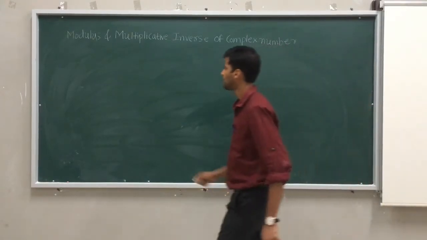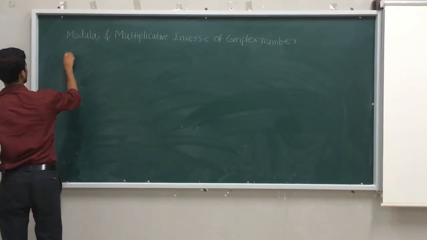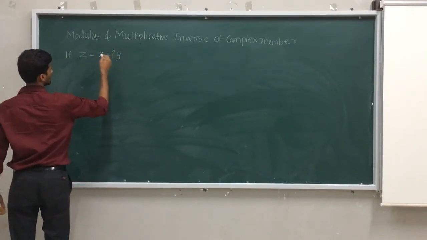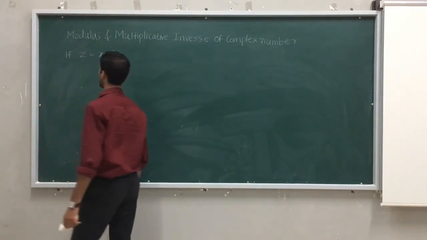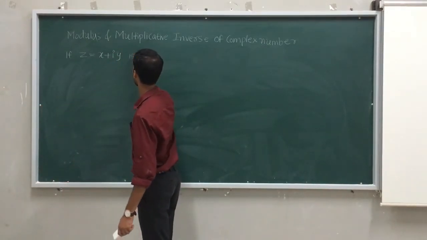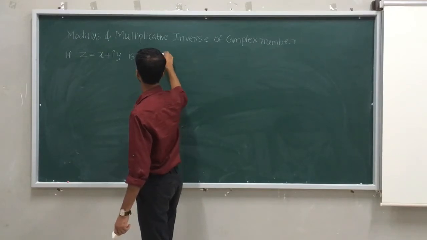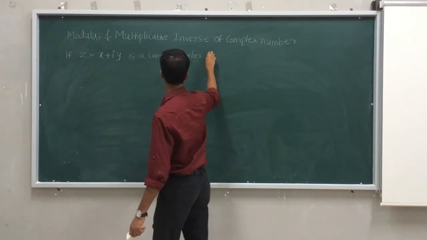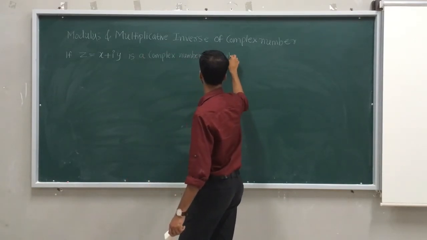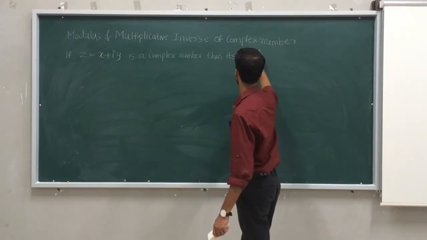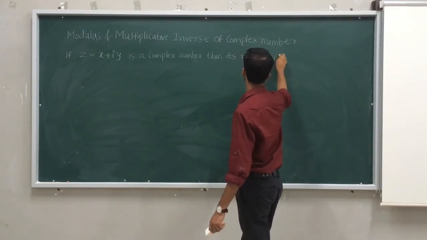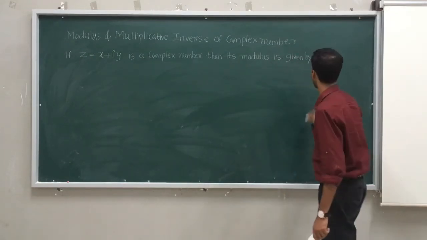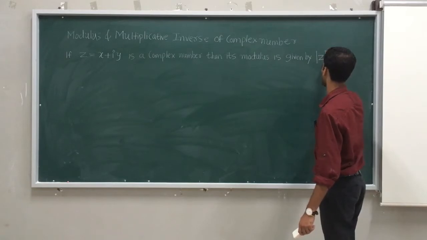What is modulus is, if z equal to x plus iy, or you may take a plus ib, it's your choice. If z equal to x plus iy is a complex number, then its modulus is given by mod z. This is the notation.